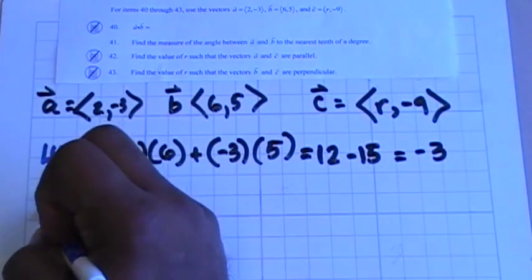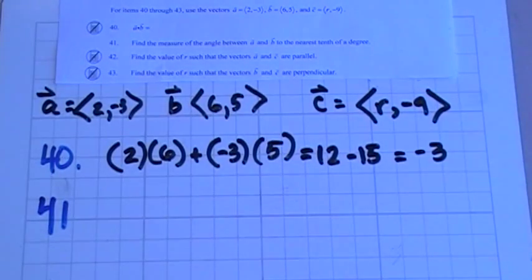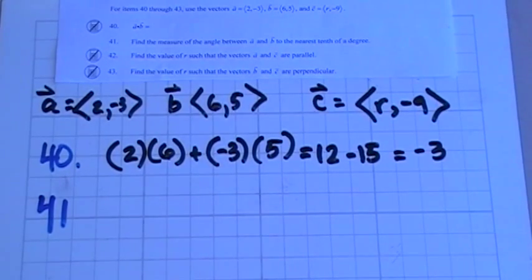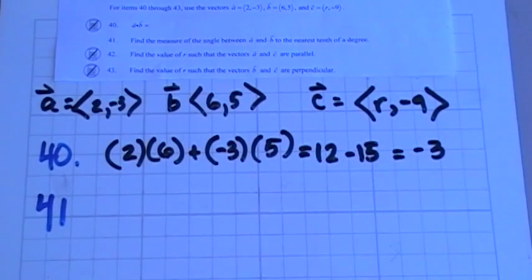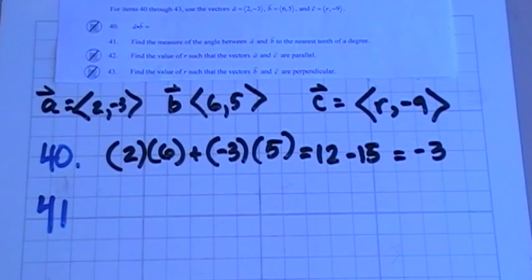For number 41, it says find the measure of the angle between vector A and vector B to the nearest tenth degree. All right, and so in that case, it's kind of looking for the equation for you.